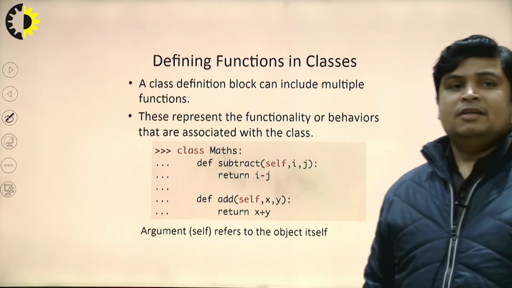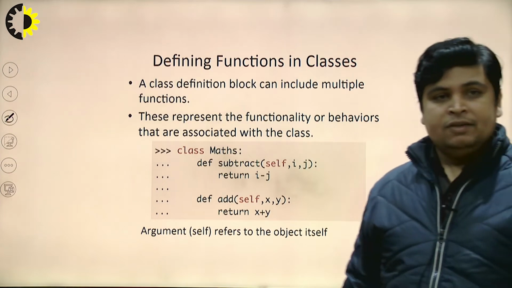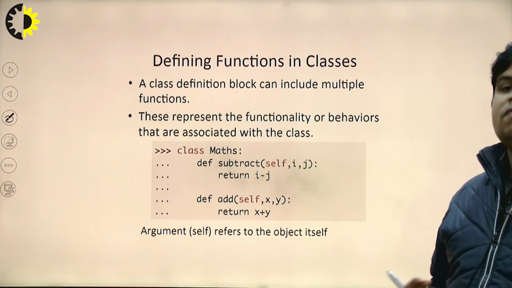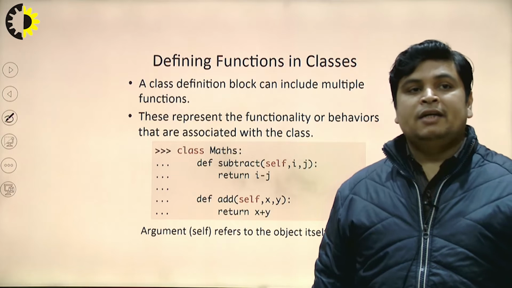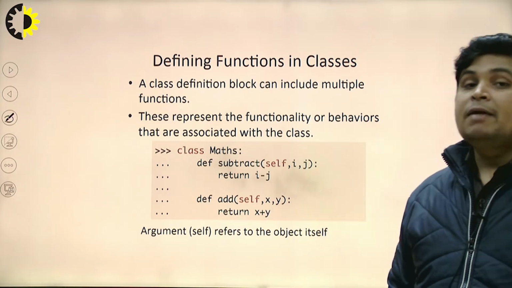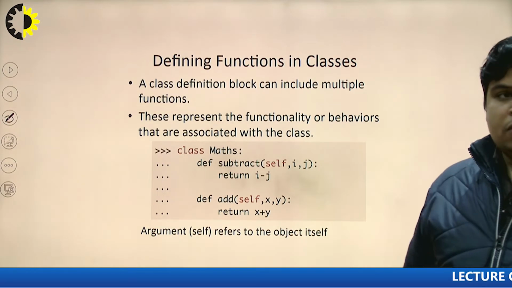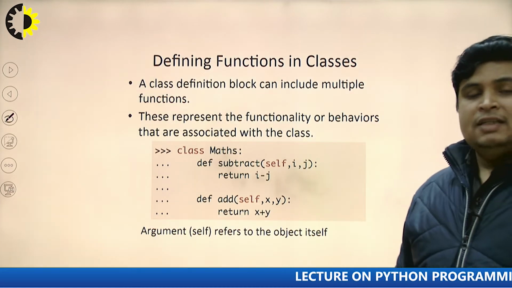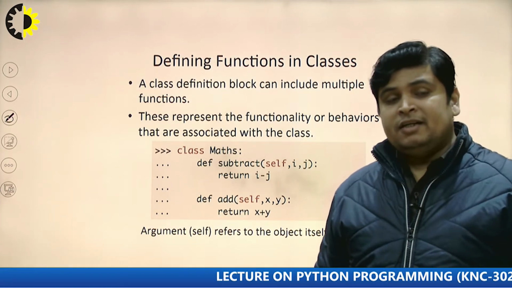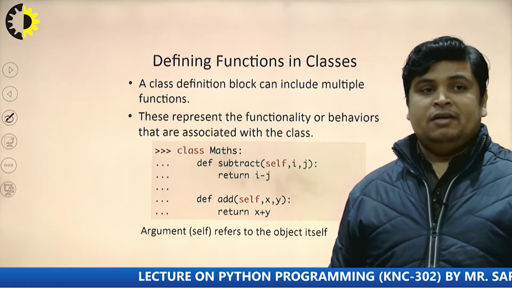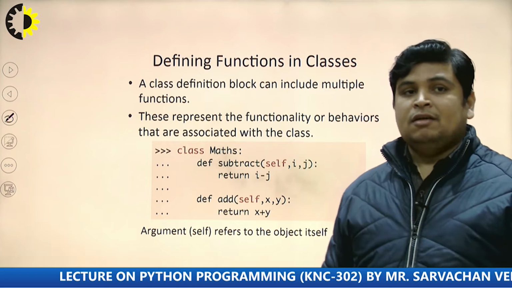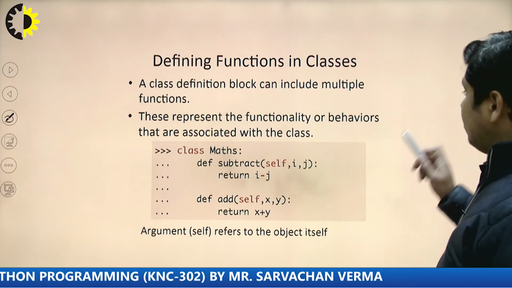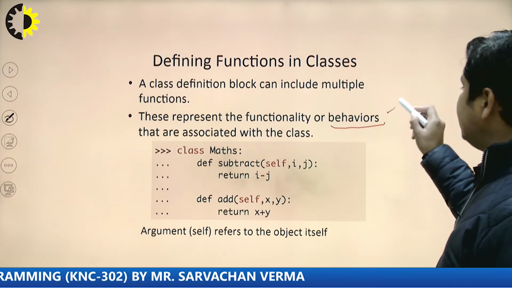Defining functions in a class. How can we define a function? We have already told that def is a keyword in Python which is used to define functions. So basically a class definition block can include multiple functions. There are no boundaries. You can declare n number of functions inside the class body. Second thing, these represent the functionality or behavior that is associated with the class. What is the meaning of behavior? In object oriented programming, behavior is always treated as a function.